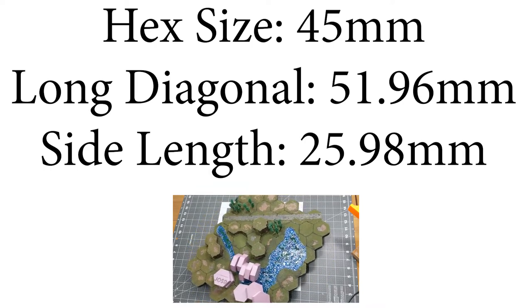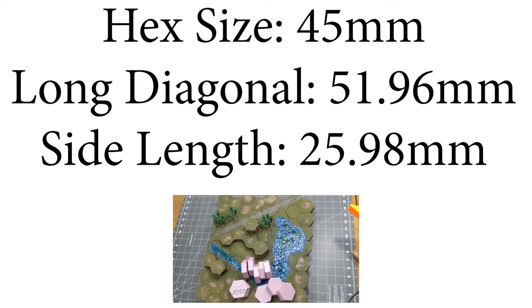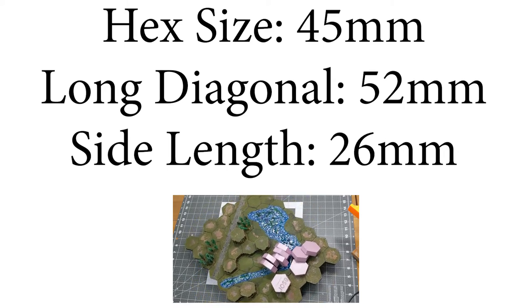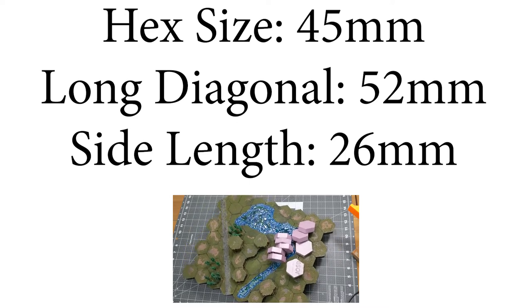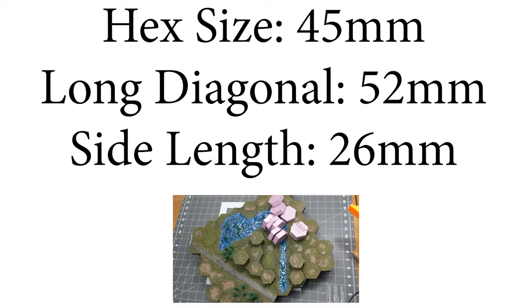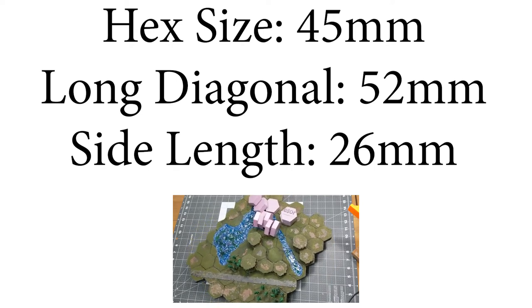Now, fair warning. We're not going to be laser cutting, so there's going to be slop in the numbers here. I rounded them all up to give me a short diagonal of 45, a long diagonal of 52, and a side of 26. This makes it much easier to measure using a ruler.